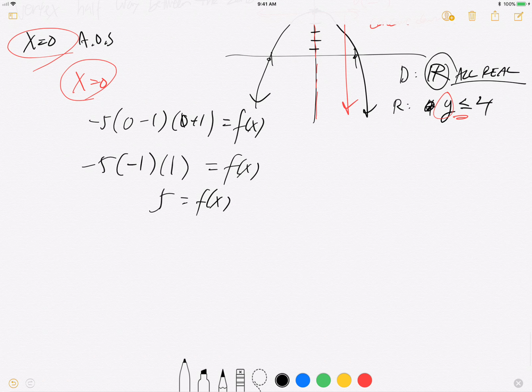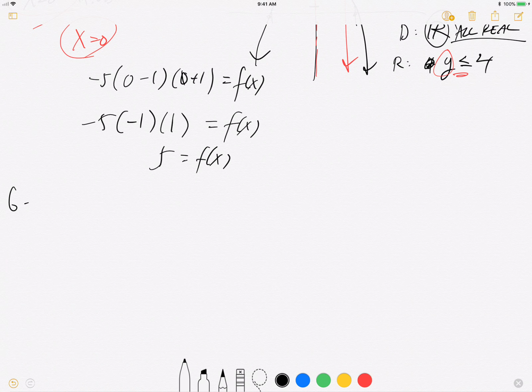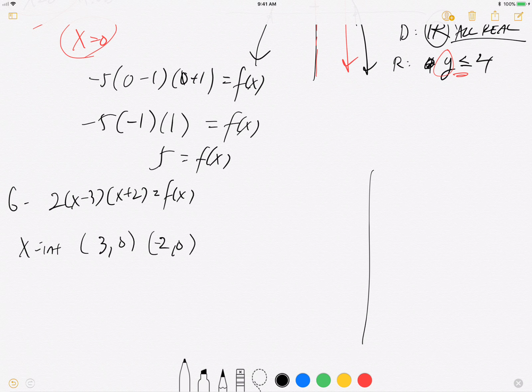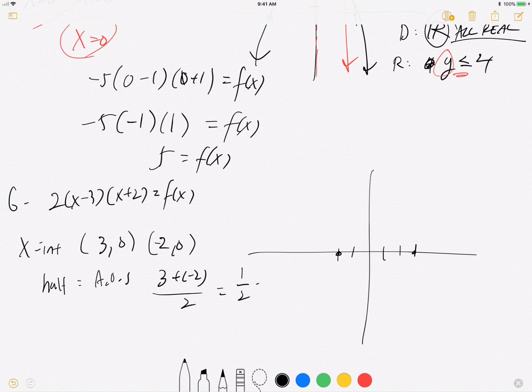Let's do the last graphing questions before we move on to the word problem here. So the last problem says 2 times (x - 3) times (x + 2) is equal to f of x. The two x-intercepts, you should probably know, are (3, 0) and (-2, 0). So draw your coordinates, 1, 2, 3, negative 2. Halfway through is your vertex, which means it's 3 plus negative 2 divided by 2, which becomes 1 divided by 2.